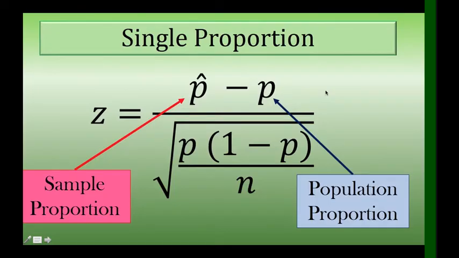The formula for the single proportion is Z equals P hat minus P over square root of P quantity 1 minus P over N, where P hat is the sample proportion and P is the population proportion. On the other hand, 1 minus P is also equal to Q. If you still remember the population proportion P of the margin of error, or the class interval that I've discussed in our previous video.